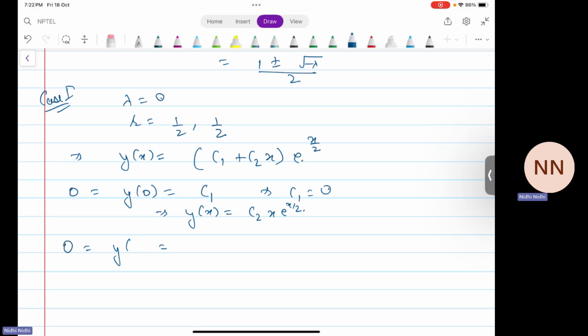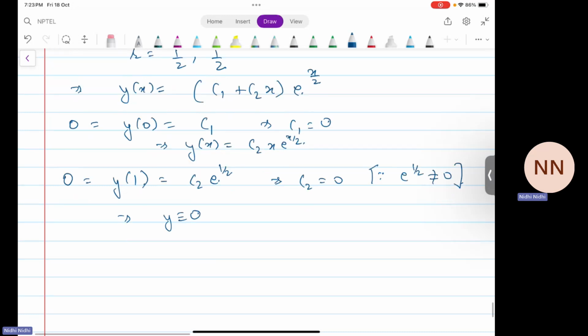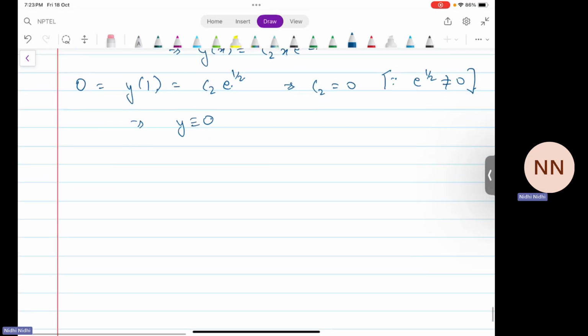y(0) equals y(1), which is c2 e to the power 1/2. Now this implies that c2 is 0, because e to the power 1/2 is never 0, is non-zero. So this gives us y is a trivial solution. But the eigenvalues are those lambdas corresponding to which the solution is non-trivial. Therefore, lambda equals 0 is not an eigenvalue.